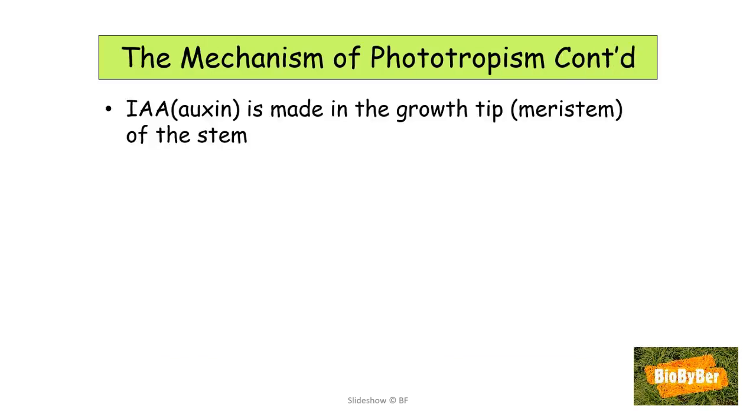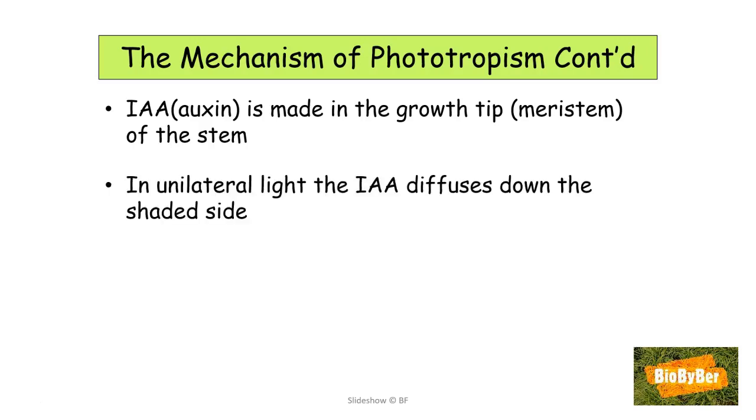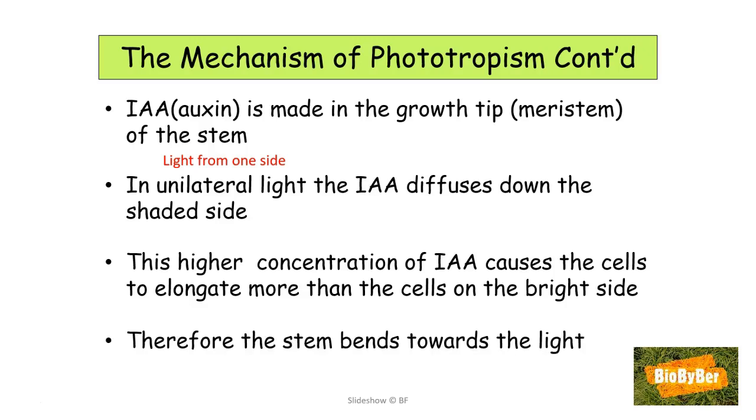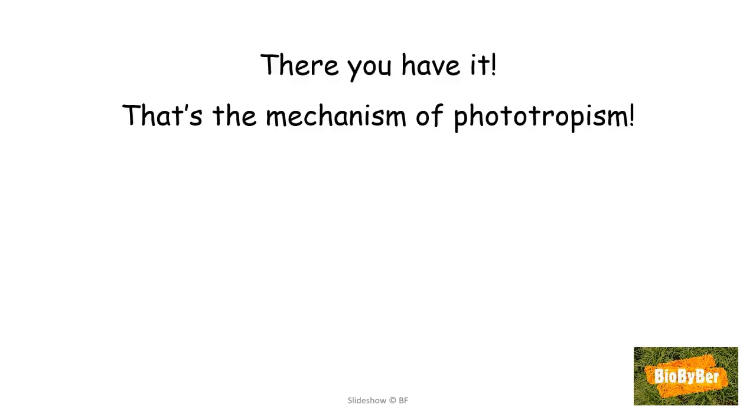So in a nutshell, IAA or auxin is made in the growth tip in the meristematic tissue of the stem. In unilateral light from one side, the IAA diffuses down the shaded side of the stem. This higher concentration of IAA causes the cells to elongate more than the cells on the bright side. Therefore, the stem will bend towards the light. Phototropism occurs. And there you have it. That's the mechanism of phototropism.